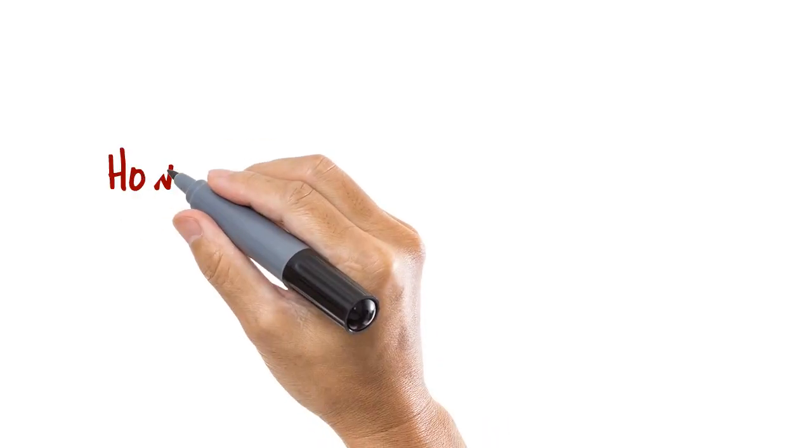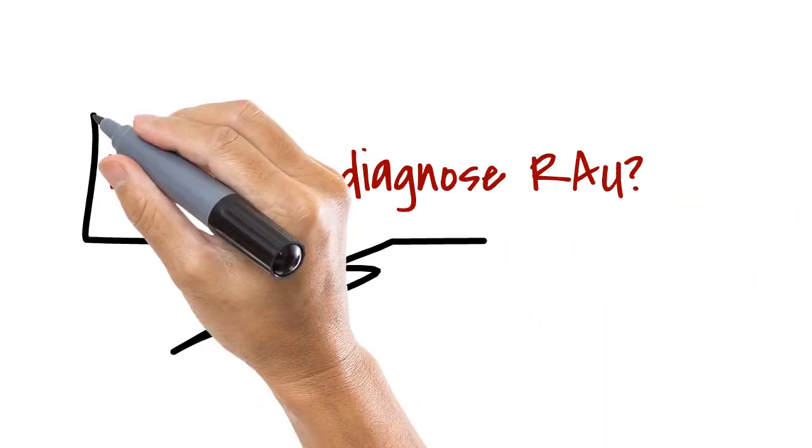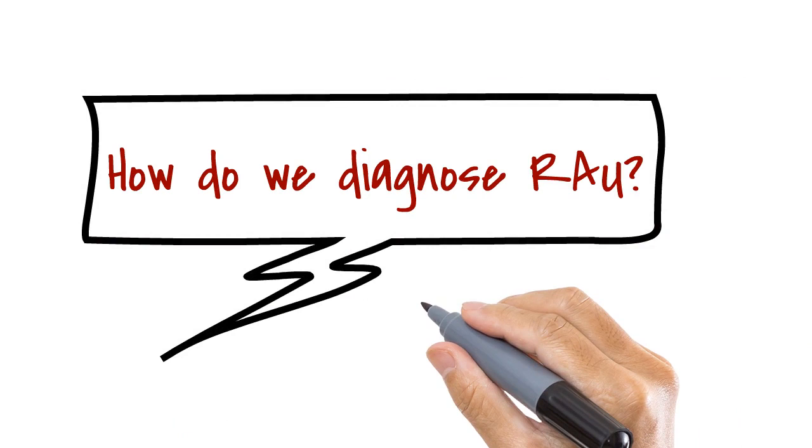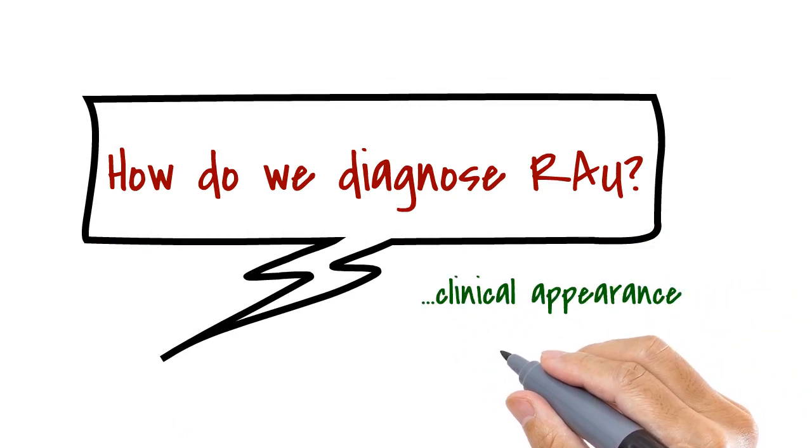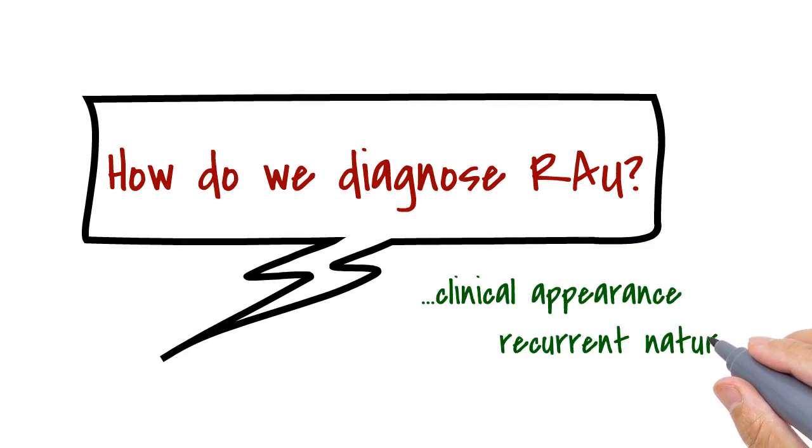So how do we come to a diagnosis? The diagnosis of recurrent aphthous ulceration is made on the clinical appearance of the ulcers and the recurrent nature of them. In some major recurrent aphthous ulcerations, one might need to take a biopsy because solitary lesions can resemble neoplasia.